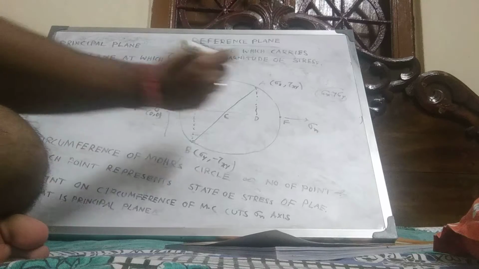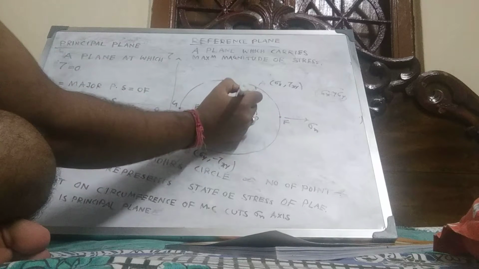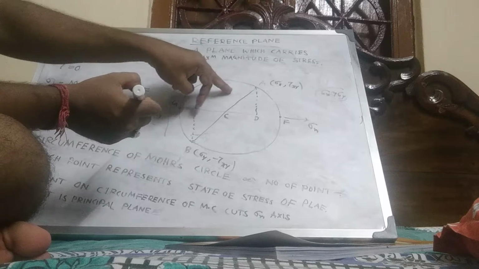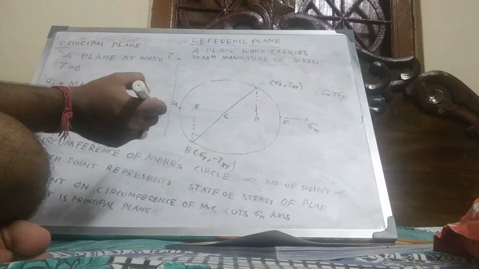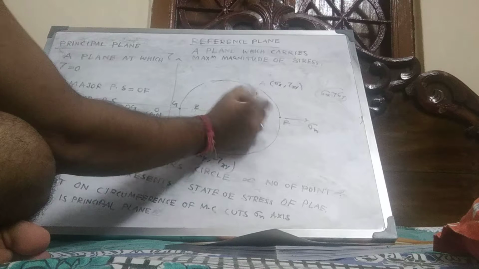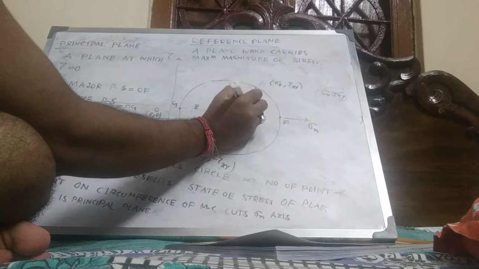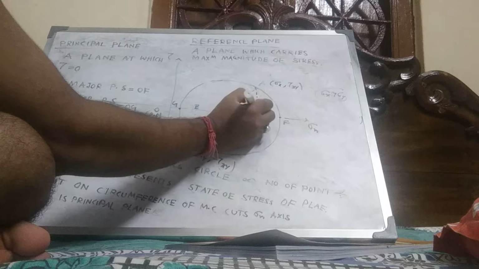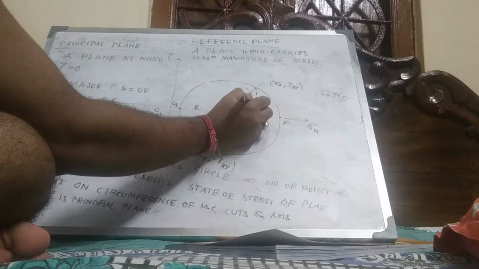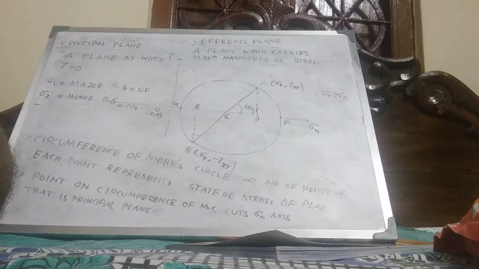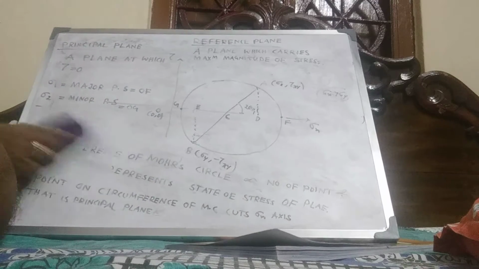And from this is the principal plane, and the angle between the reference plane and the principal plane is called the location of principal plane, theta p1. And another point is the vital point.